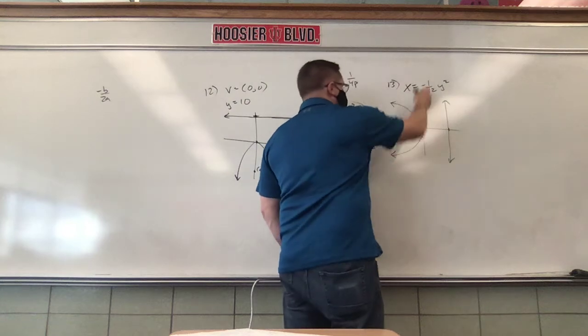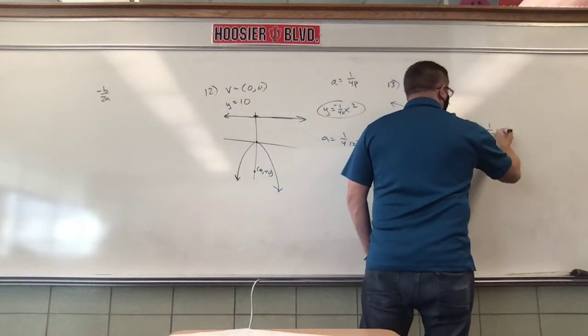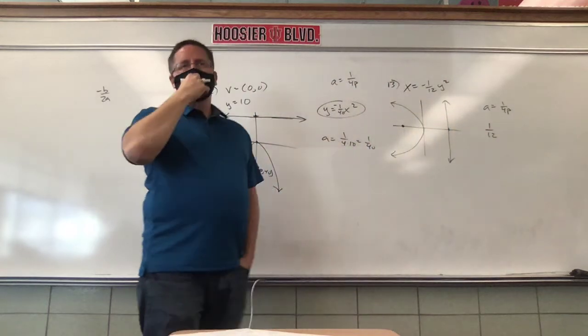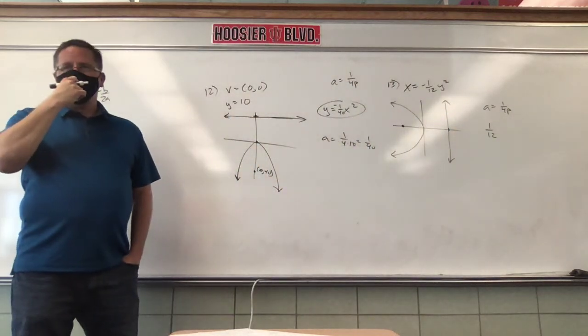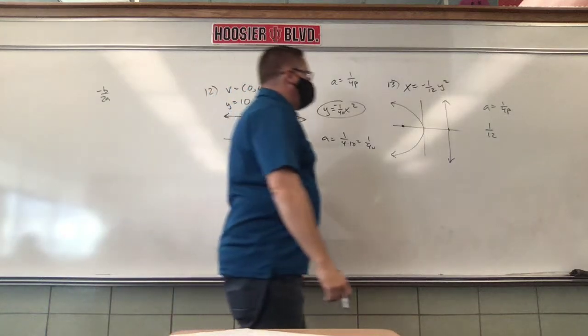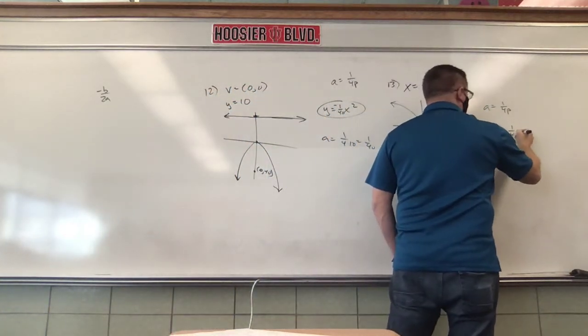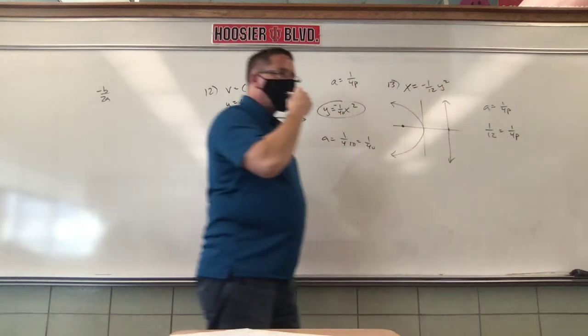Well, we know what A is. A is 1/12. Now, if you're thinking, well, I thought it was negative 1/12, the negative just tells you it's going to the left. You don't really need the negative. So 1/12 is A. A is 1/12 equals 1 over 4p.